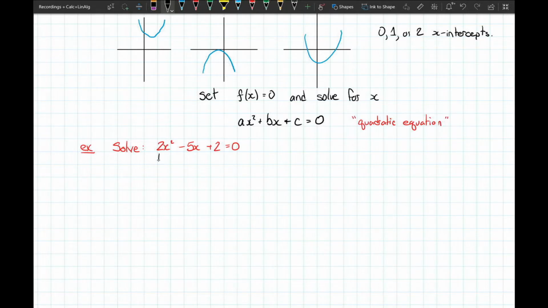So it's much better to make sure that you have a attached to the x squared term, b, which includes the negative in the negative 5, next to the x term, and then you have c, which is going to be a constant and it doesn't have any x's. So now you can label those a, b, and c.